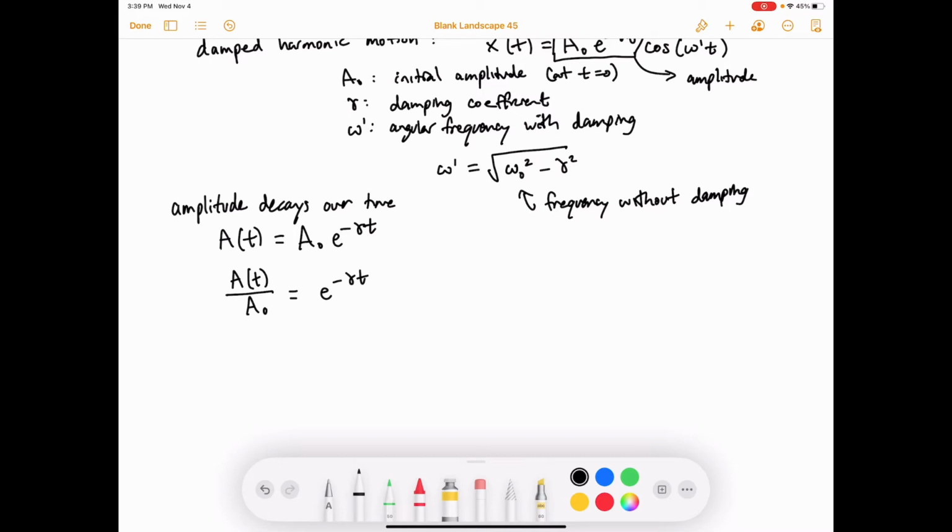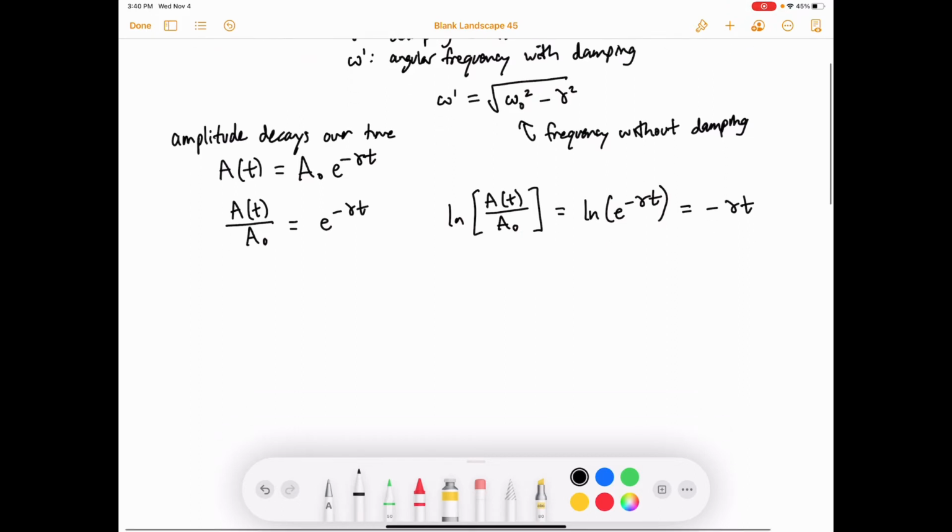But what I can do is take the natural log on both sides. So I have natural log a at time t divided by a naught is equal to the natural log of e to the minus gamma t. But when you take the natural log of e to the minus gamma t, that undoes the exponentiation, and you just get minus gamma t. So let's copy that down. Minus gamma t is equal to natural log amplitude at time t divided by initial amplitude a naught.